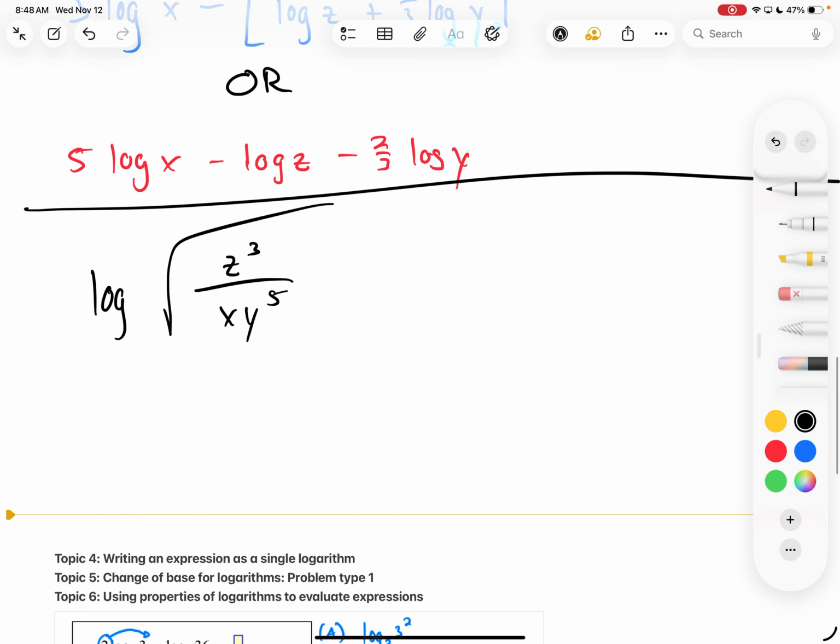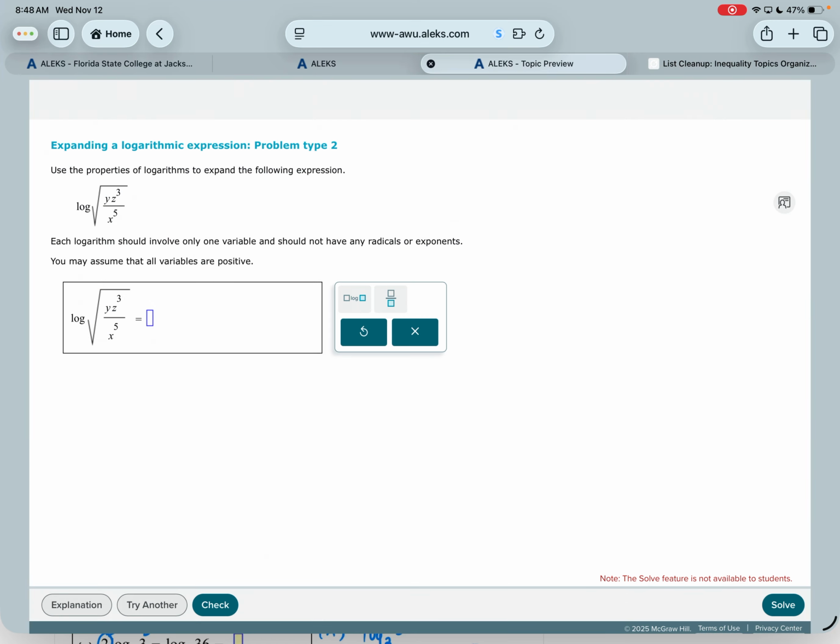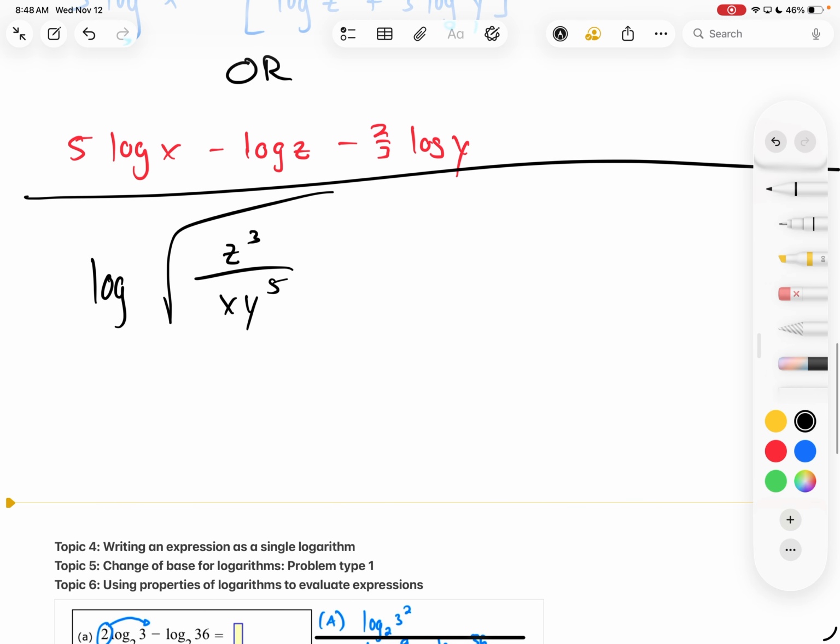I don't know. Close enough. Oh, it's y on top. I was way off. We'll do what they said, because we didn't have 2 on top last time. y z^3 over x^5.